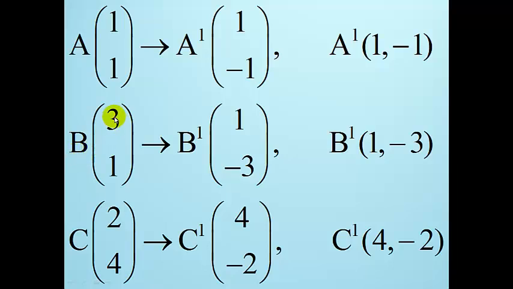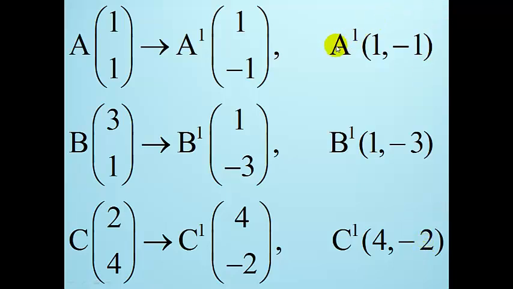Now B is (3, 1). According to the rule, the y coordinate becomes the x, so we have 1. And the x coordinate becomes the y, but is negated, so we have -3. So B prime is (1, -3). Now with C (2, 4), the image C prime will be (4, -2). That is, 4 goes up, 2 comes down, and the 2 is negated. So C prime is (4, -2).